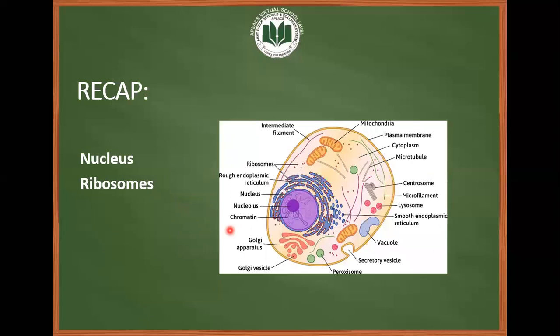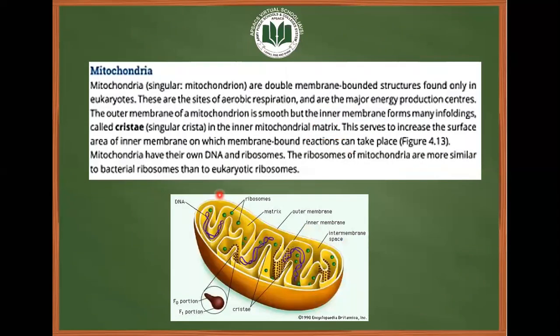Let's have a quick recap of what we have studied in our previous lectures. We studied about different organelles of the cell, including nucleus and ribosomes. Nucleus is basically the central organelle which is present in both plant and animal cells, and this particular organelle is absent in prokaryotes. Now ribosomes, these are also known as protein factories which are present inside the cell.